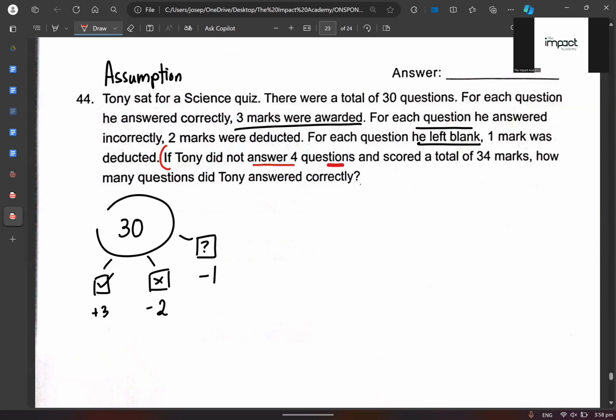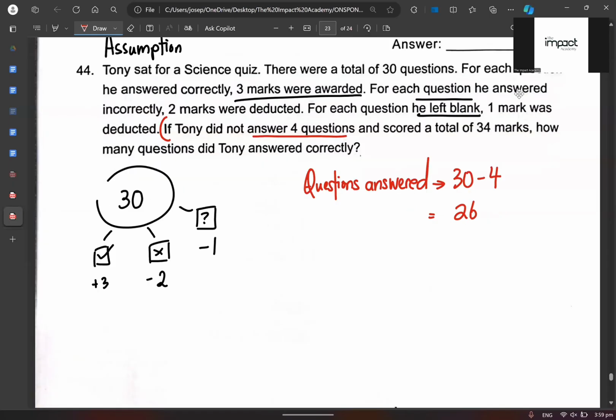If Tony did not answer 4 questions, so how many questions did he answer? 26. 26, very good. We always have to remove away the 4. Now, what we are going to do is obviously do assumption. Can we do assumption? Yeah.